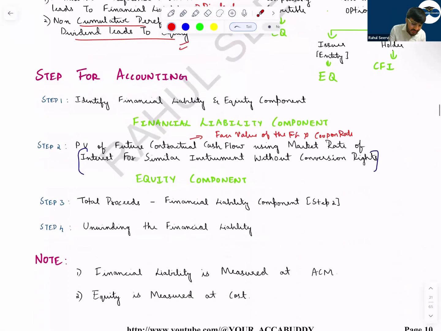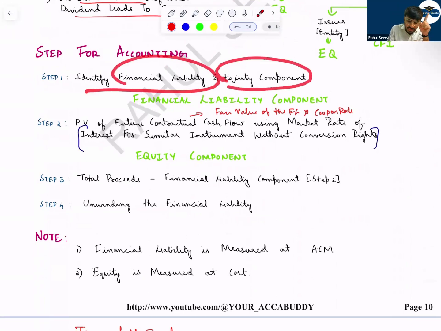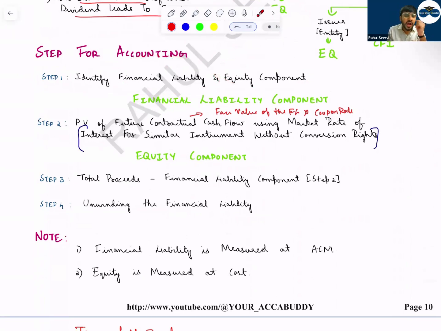Then we had started a discussion regarding the steps for accounting. Step one was to identify the financial liability and equity component. How did we identify the financial liability? Present value of the contractual cash flow. The cash flows which are there in future, you will discount using which rate? You will discount using the market rate of interest for a similar instrument without conversion option. Then the equity component: total proceeds minus financial liability, you get your answer.